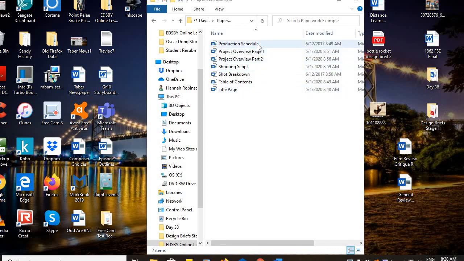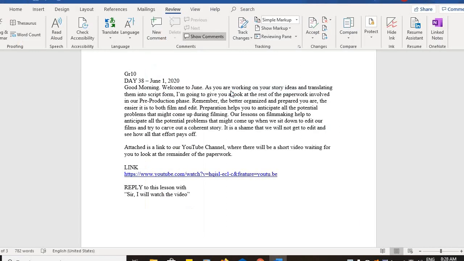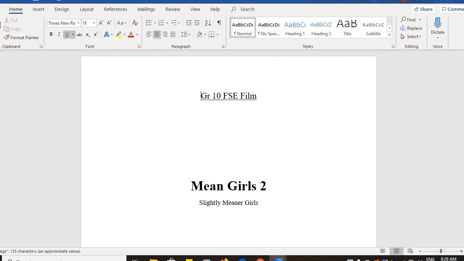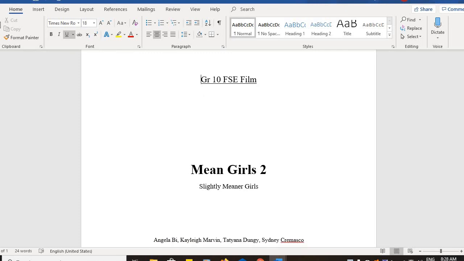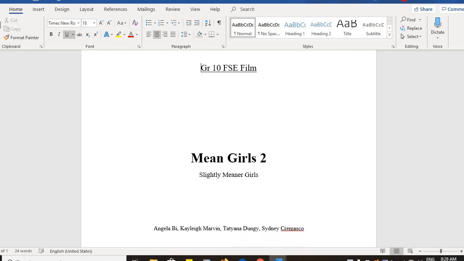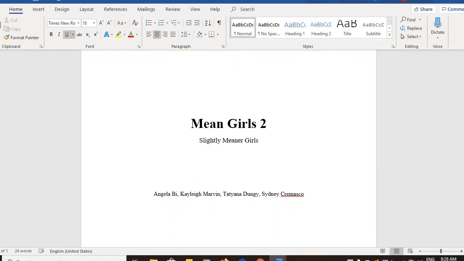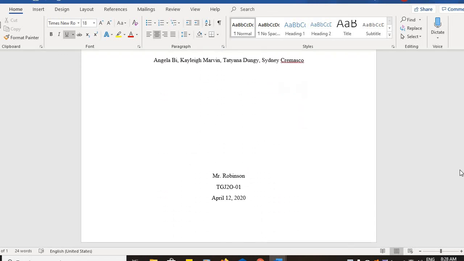As you can see, I've got examples on my screen of all the different pieces of the paperwork. So let's start with the simple one, the title page. Double click, we'll pop it up. And here we go. My definition of a title page is keep it simple. I want to know the name of the project. I want to know your group members' names. I want to know my name, the course name, and the due date. Okay, in this case, leave the due date empty.